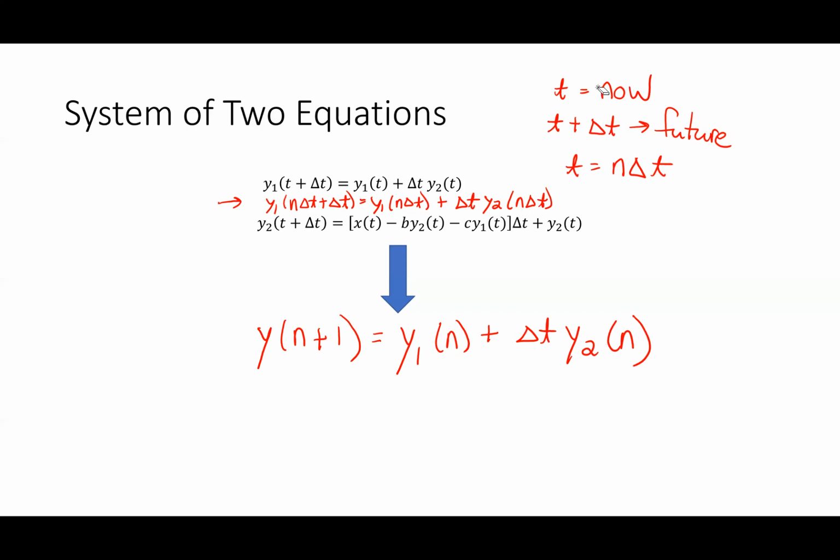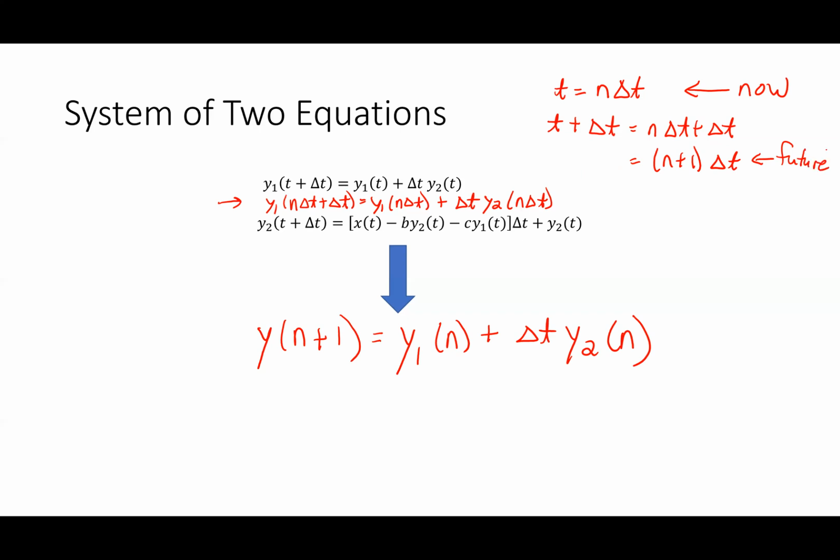I guess the way that I can write this is, let me do it this way. So t is equal to n delta t. We said this is now. This n delta t plus delta t, which we can see is n plus 1 times delta t, is the future. So the way I relate this is I say the next value in the vector, y1, is equal to the current value in the vector plus delta t times that.